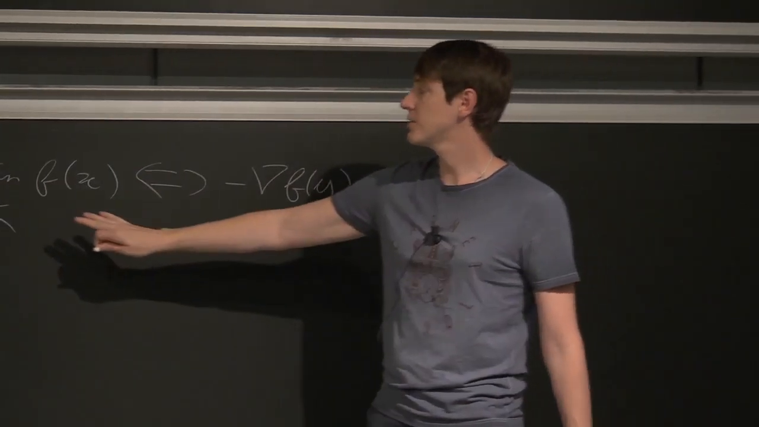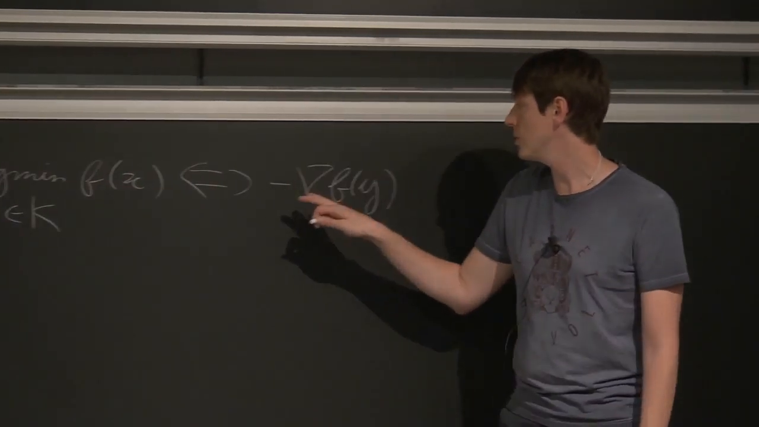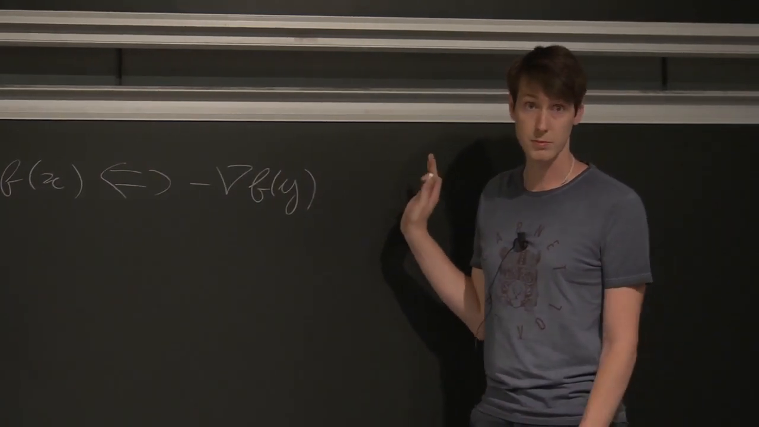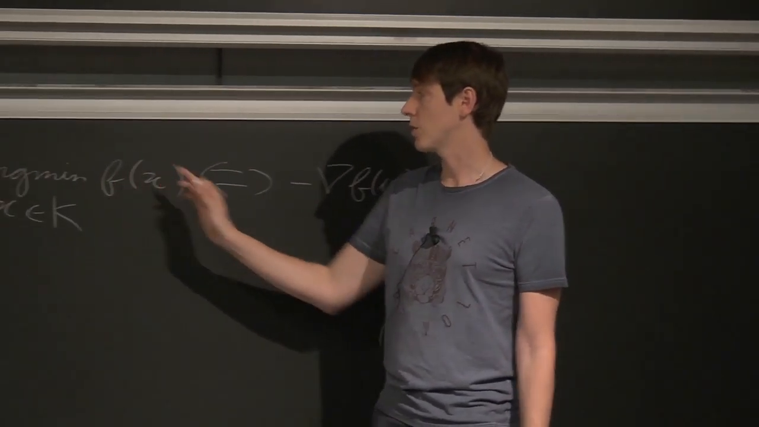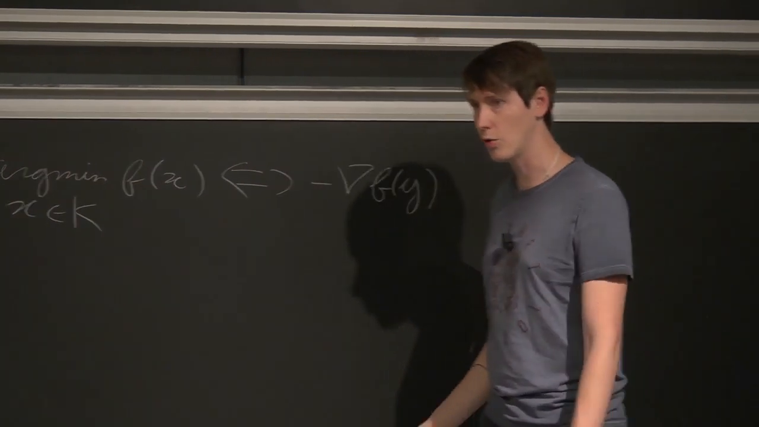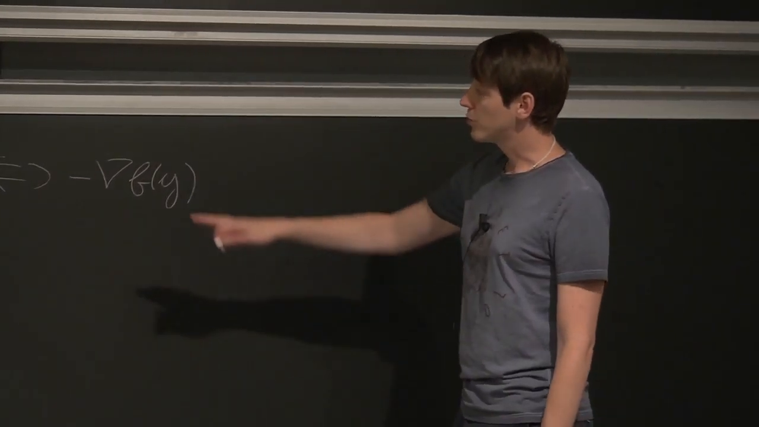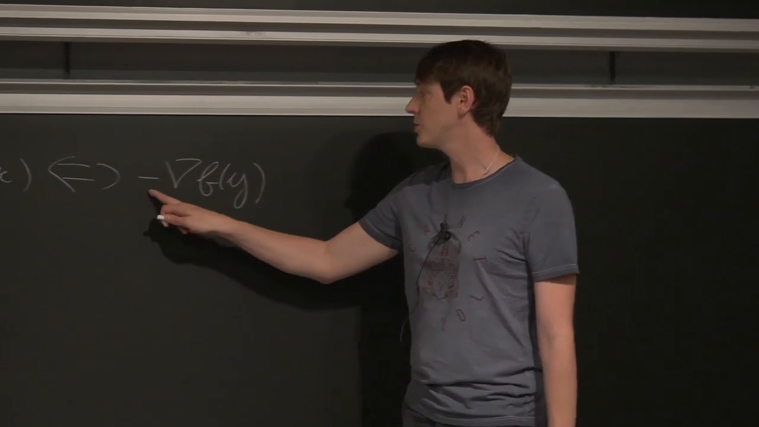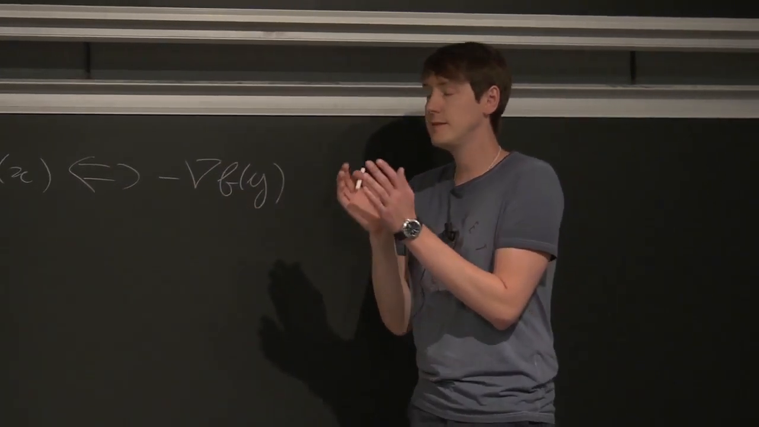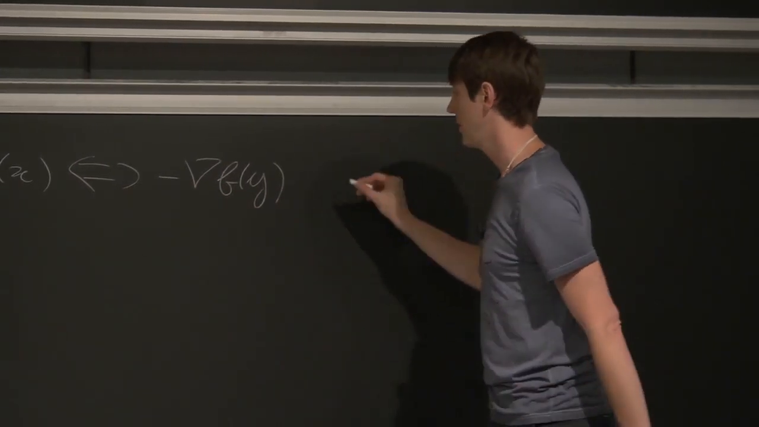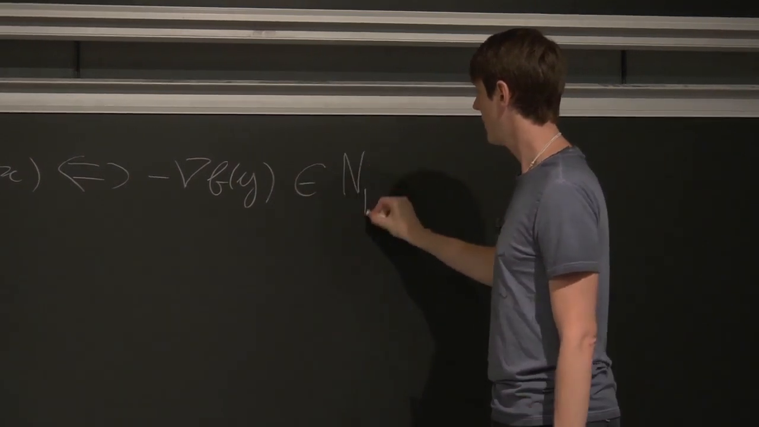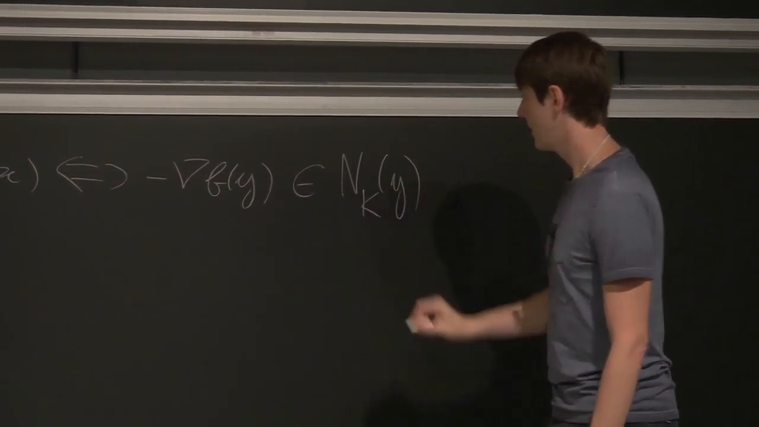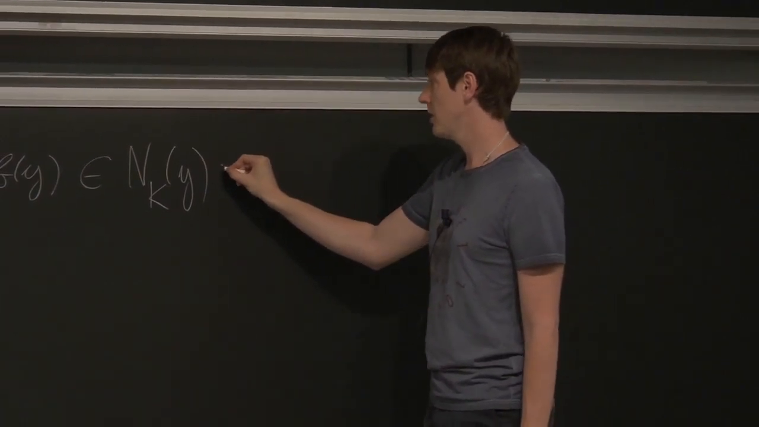If I didn't have the constraint, this would be equivalent to the gradient being equal to zero. That's the usual thing, because for a convex function, local minima are global minima. But with the constraint, we have the condition that the negative gradient is in the normal cone at this point. So this is in the normal cone at the point y. Okay, and what is this definition?